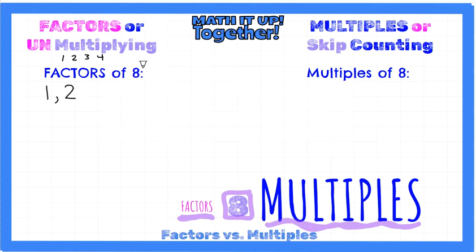2 is a factor of 8 because it's an even number. 4 is a factor of 8. I skipped over 3 because it will not divide evenly into 8. And then, of course, the last factor is always going to be the number itself. 8 goes into 8 evenly once. 1 goes into 8 evenly 8 times. 2 goes into 8 evenly 4 times. And 4 goes into 8 evenly 2 times.